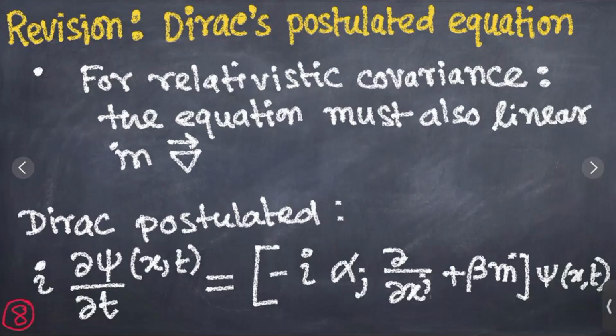So these are the two things he postulated: let's construct an equation in such a way that the partial derivative with respect to time is linear, and with respect to space it is also linear. Here I am using a slightly different notation compared to the previous class. Instead of gamma, here I introduce another set of matrices, alpha and beta. There is a relation between gamma and alpha, beta. I'll come to it a bit later; we will try to derive what the relation between them is.